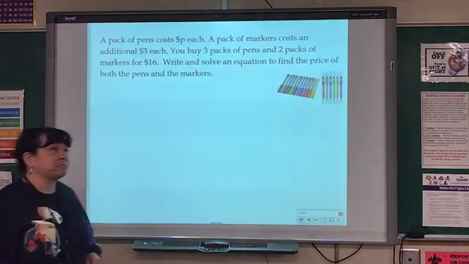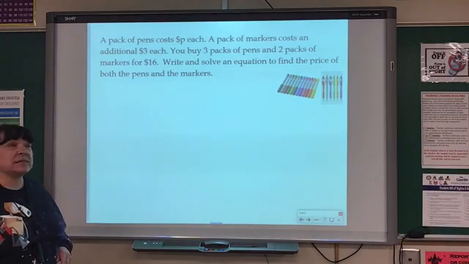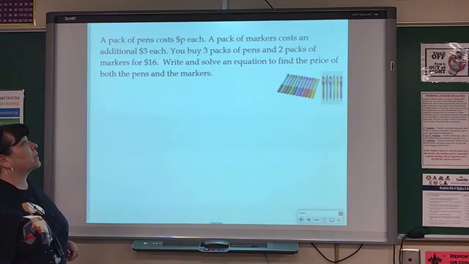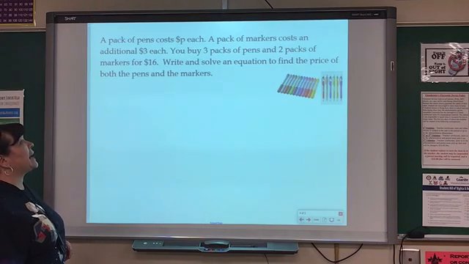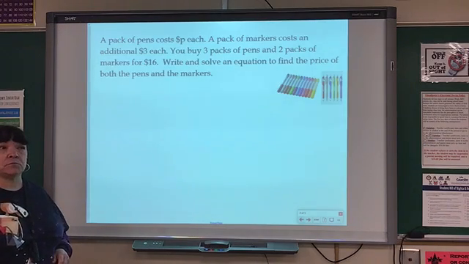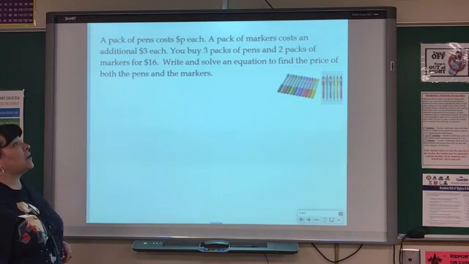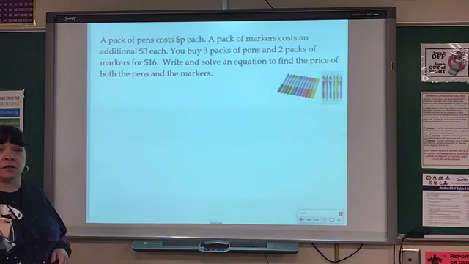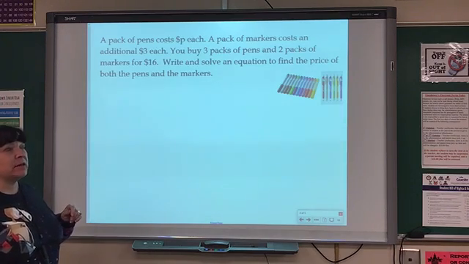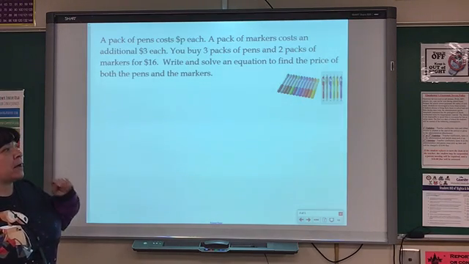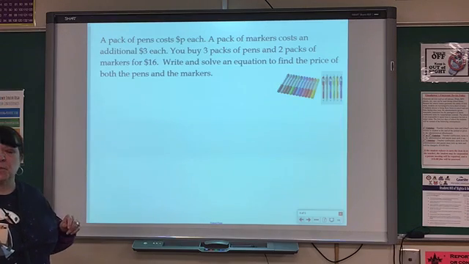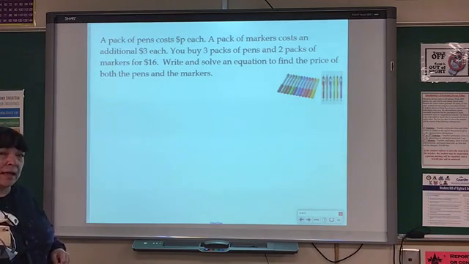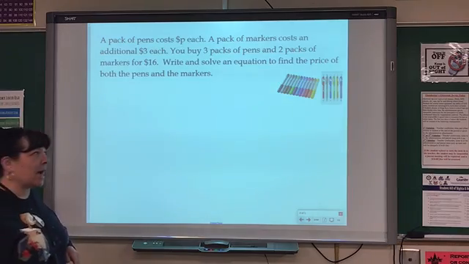Our next one. A pack of pens costs P dollars each. I know that sounds weird, P dollars, but P for pen. A pack of markers costs an additional $3 each. You buy 3 packs of pens and 2 packs of markers for $16. Now you notice I have a little bit of a visual over here. I have a pack of pens and I have a group of markers. I'm going to use my visual to help me figure this out.